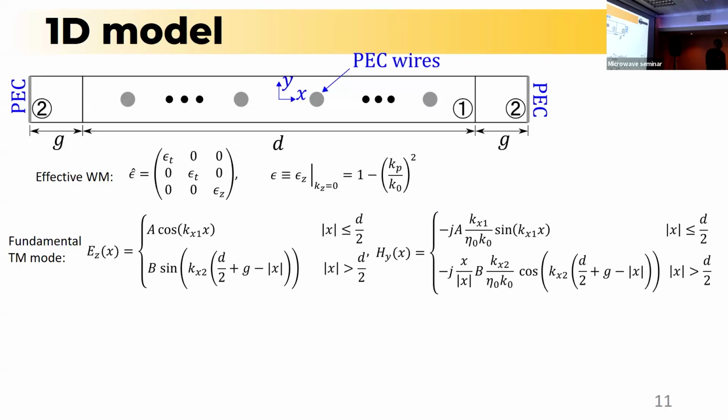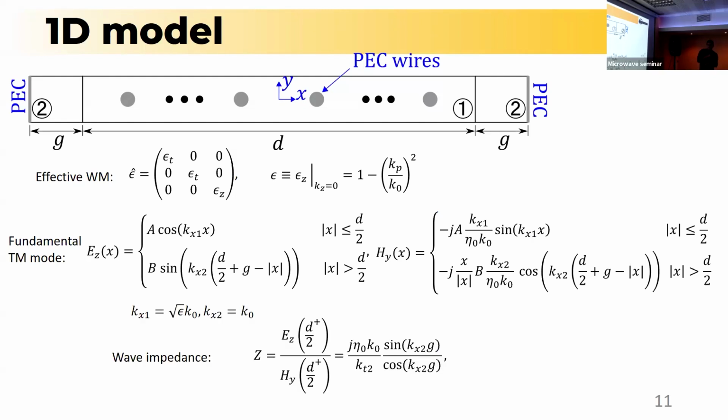Particularly, with the Maxwell equations, we can also get the magnetic field, this y component of the magnetic field. And we can also analyze the dispersion of our wave vector in the wire media region and in the air gap region to get these components of the wave vector in every region.